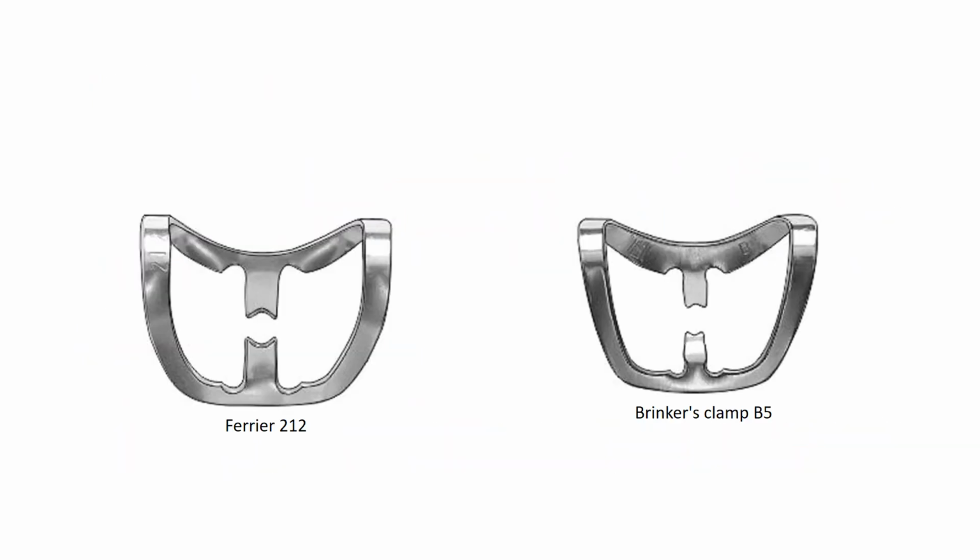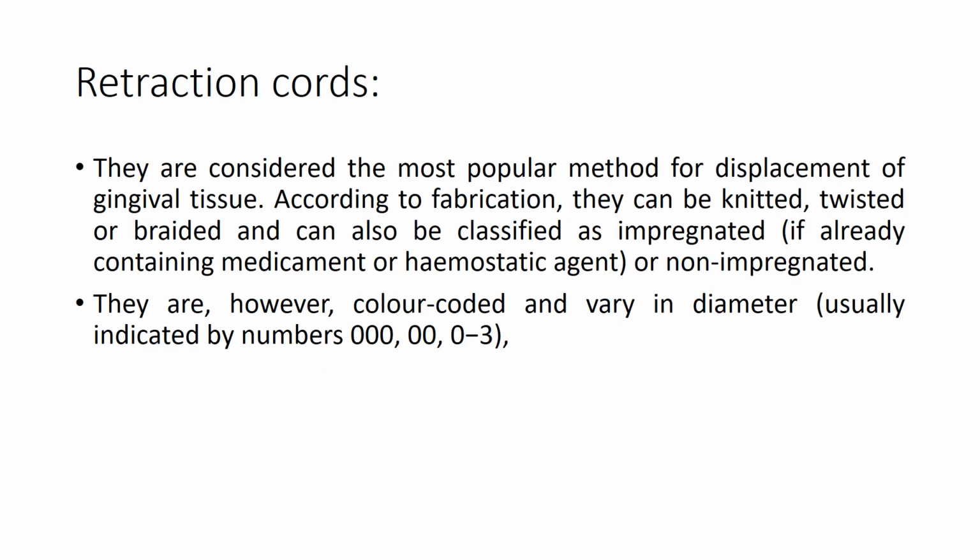These are the special clamps, Ferrier 212 and Brinker B5, that are used for tooth preparation. Then we have retraction cords. The retraction cords come under the mechanical forms of gingival retraction, in order to protect the gingival tissues and open the gingival sulcus so as to capture an accurate impression.